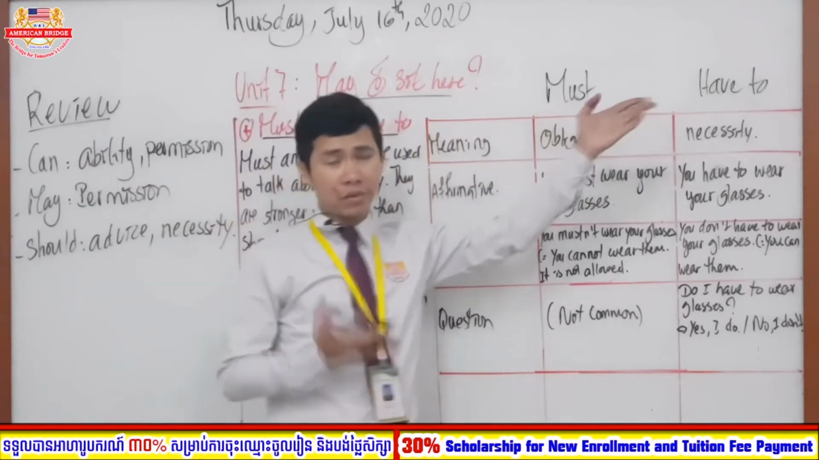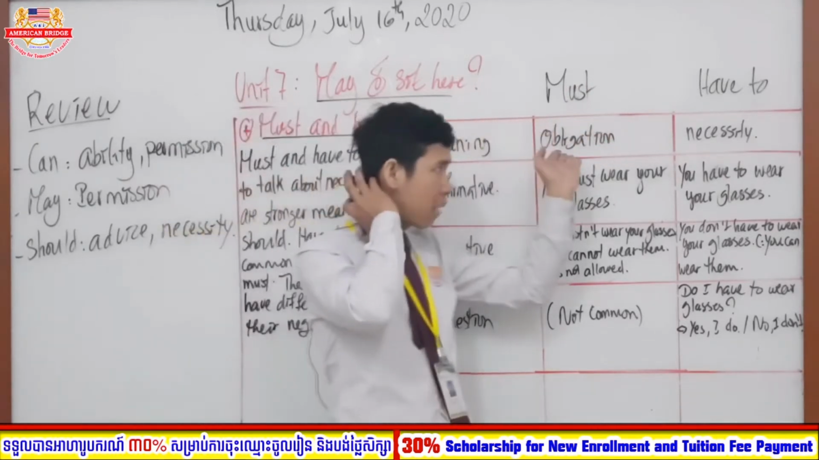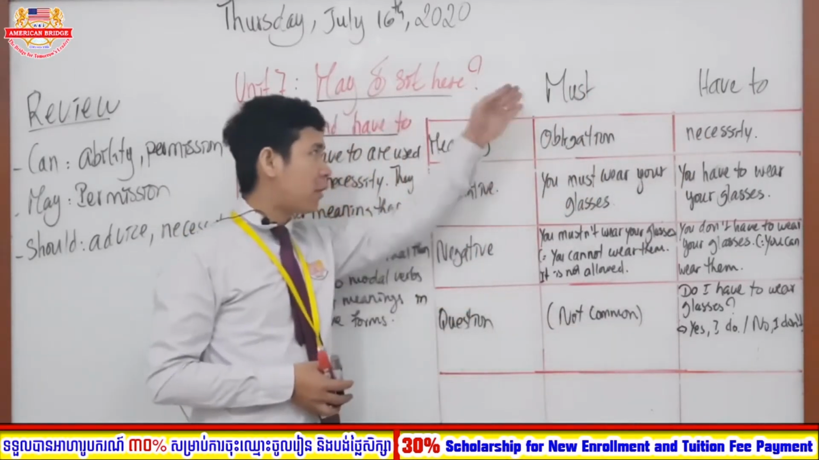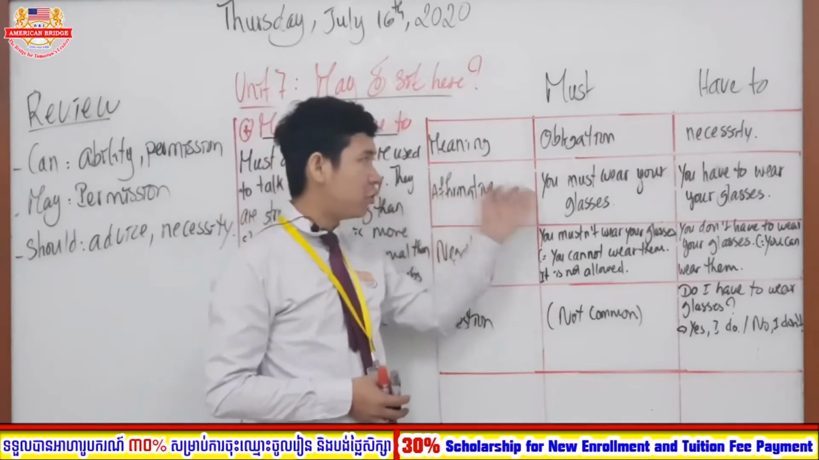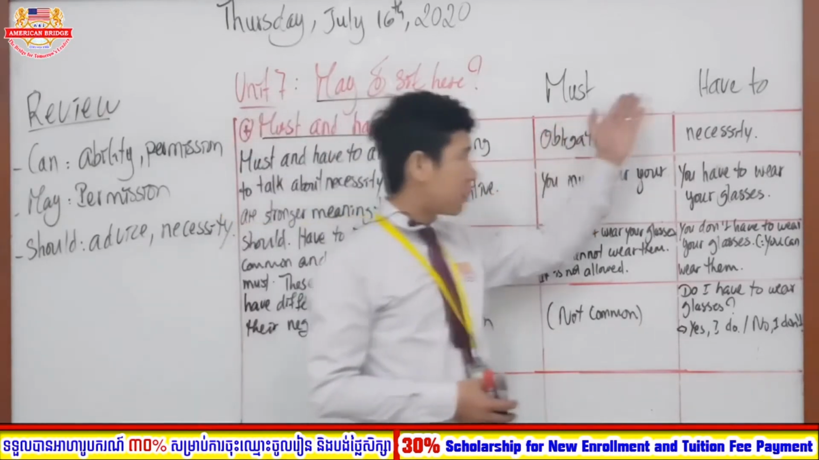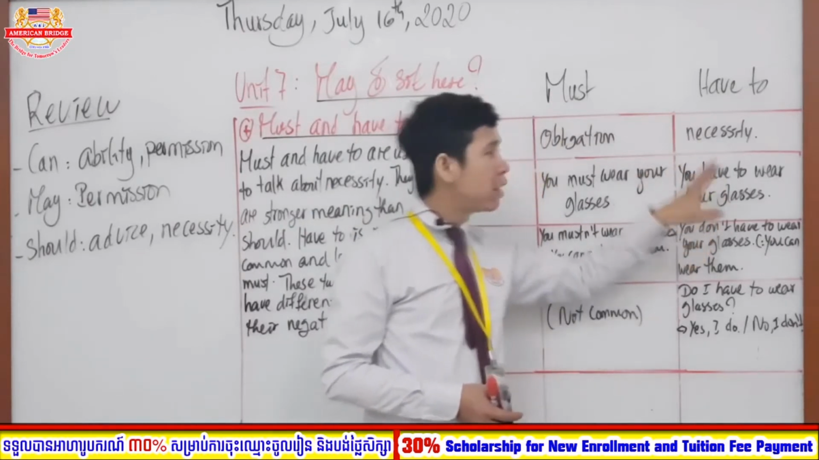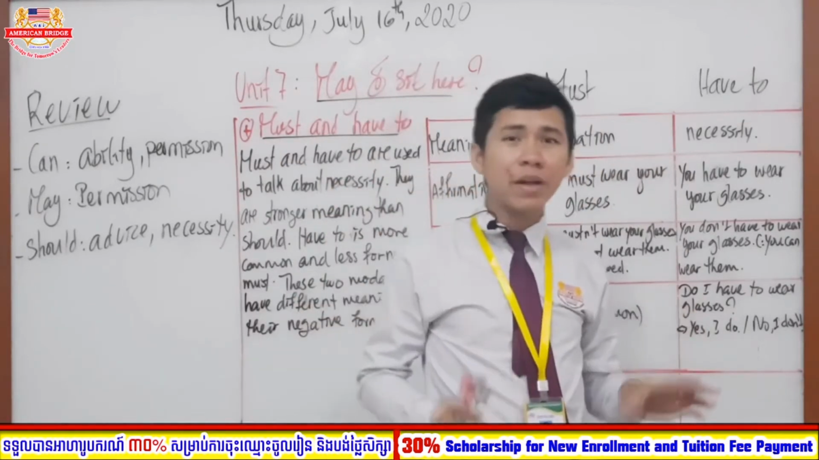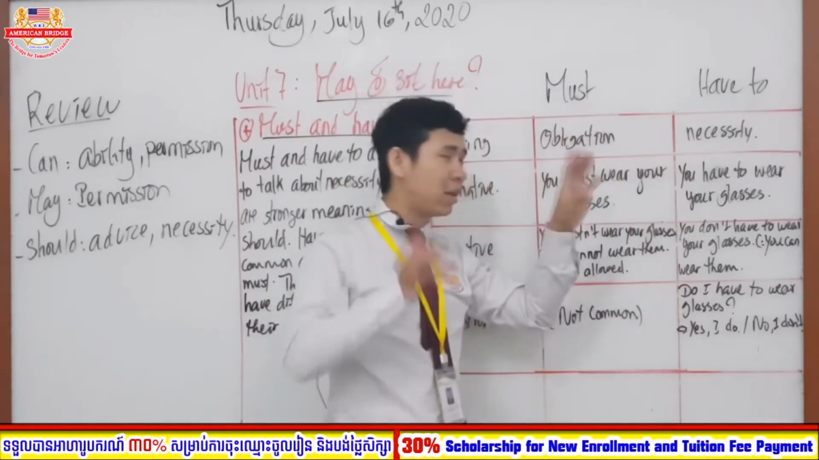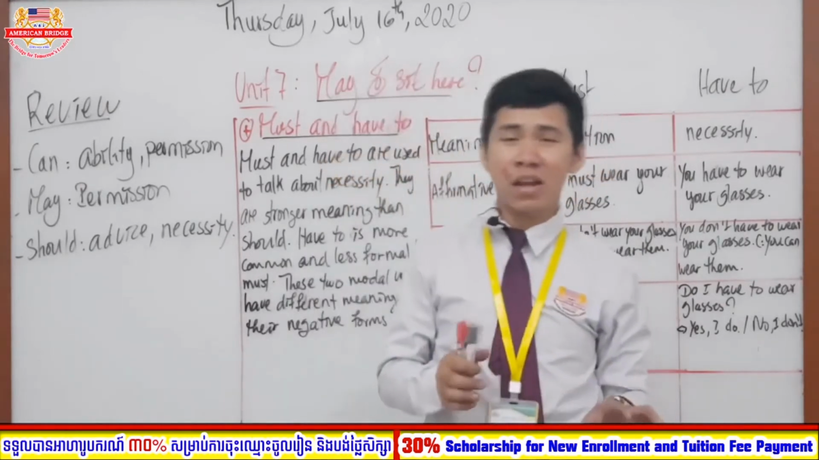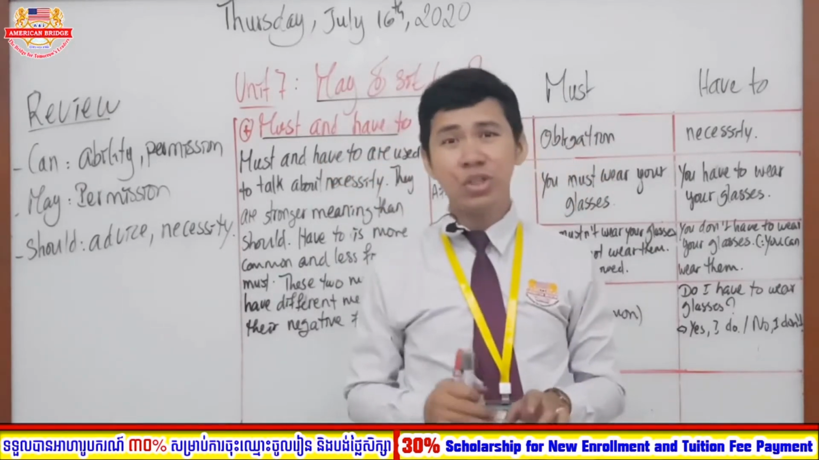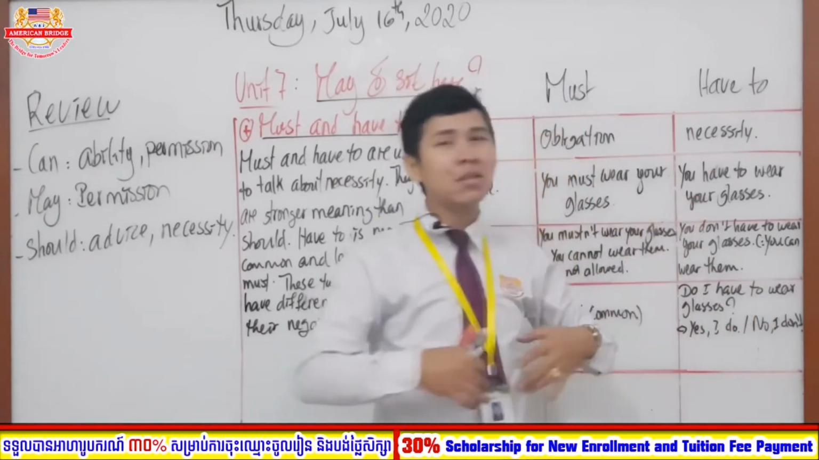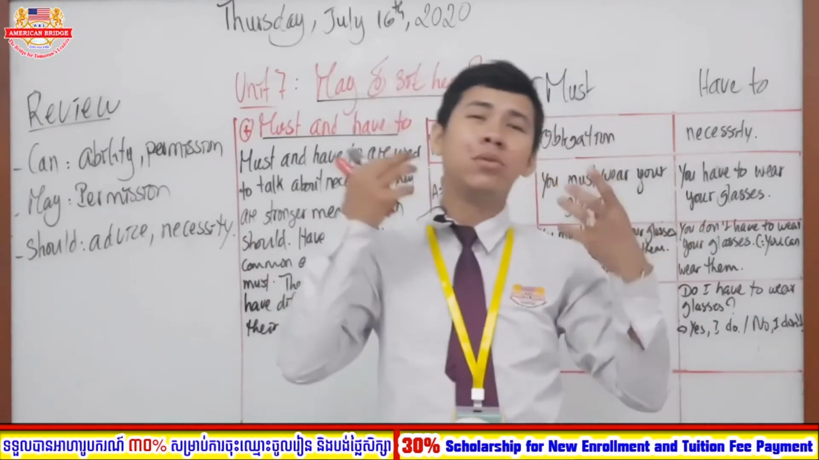In the meaning section, must talks about obligation and have to talks about necessity. In the affirmative, with must: you must wear your glasses. With have to: you have to wear your glasses. These two sentences are not far different in meaning. However, with must, it is an obligation: you must do this activity, and you are not allowed to not do it. But with have to, there is a necessity for you to do it.